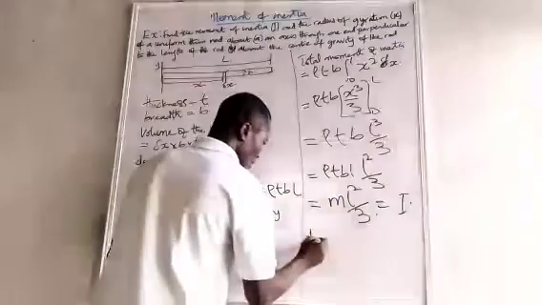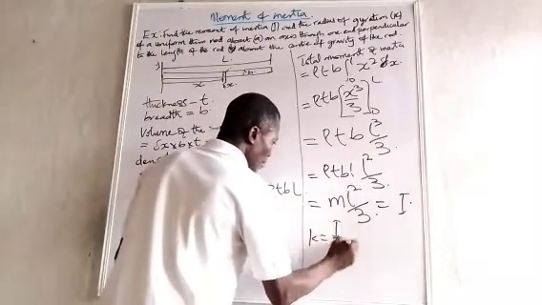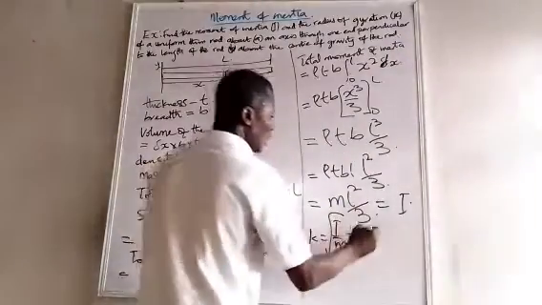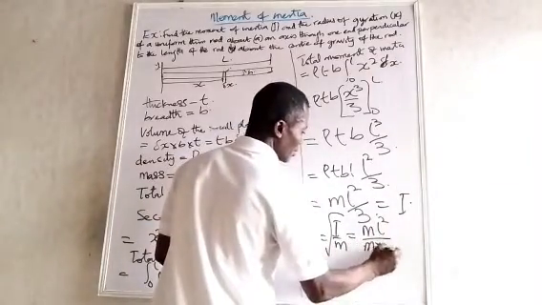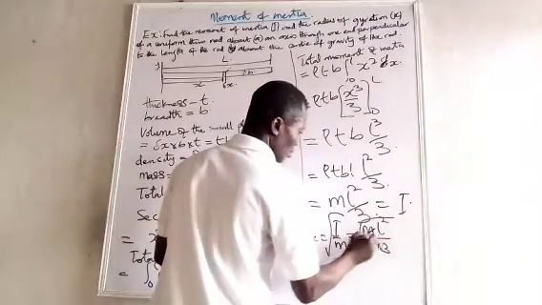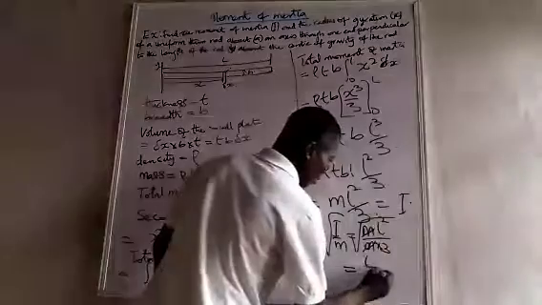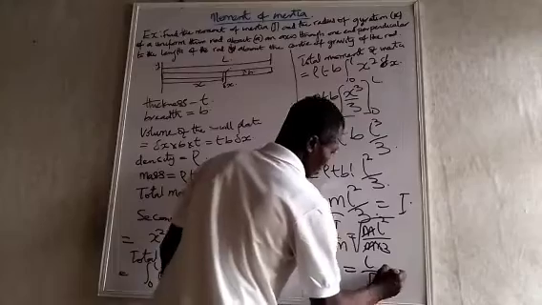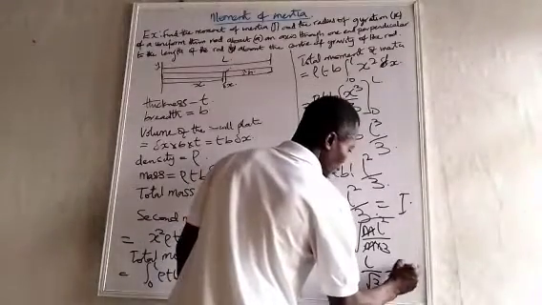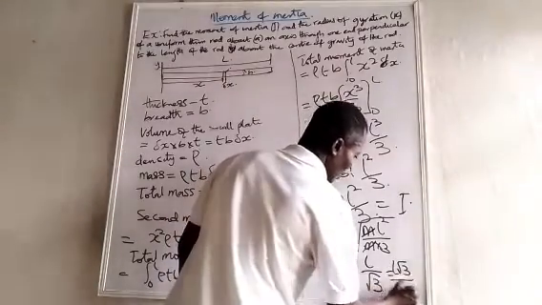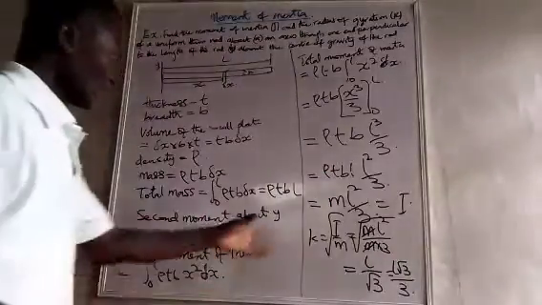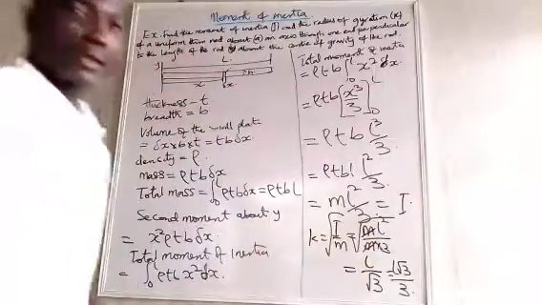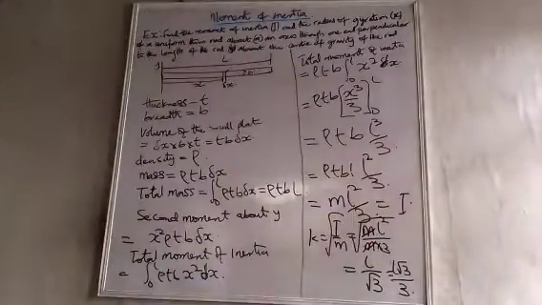Now K is equal to the square root of I over M, which will be the square root of M L squared over M times 3. So this one is cancelled. So L over root of 3. You can see it's very simple. Very simple. Now, let's do the big part.